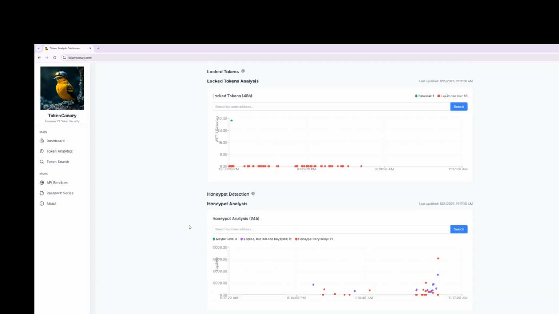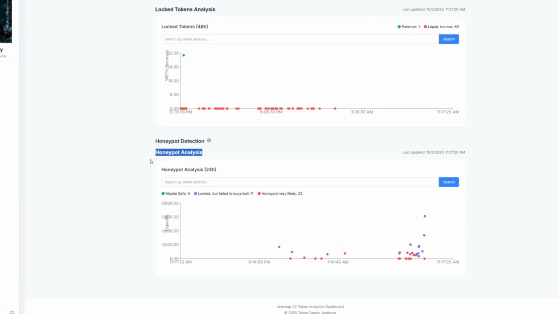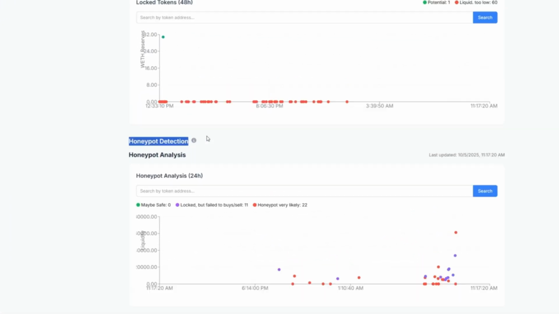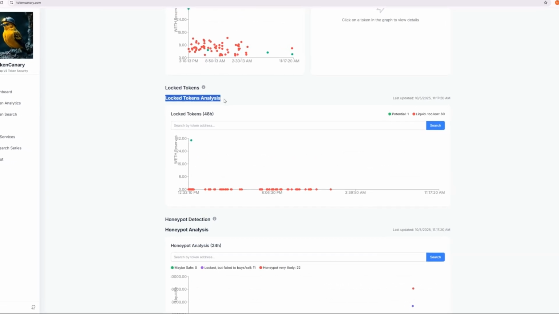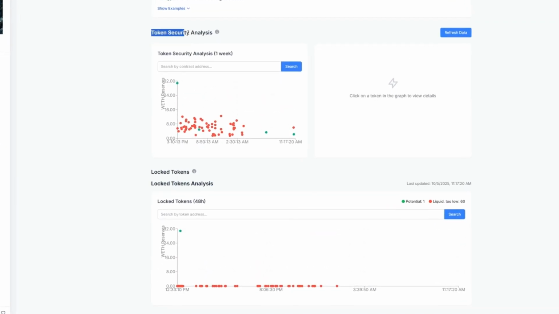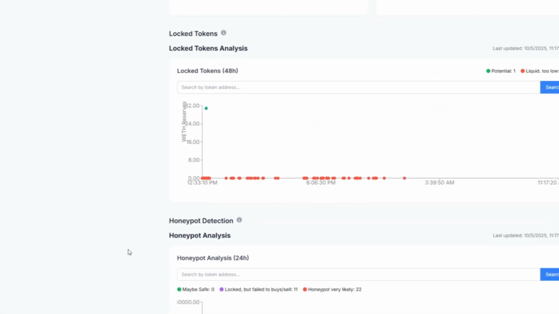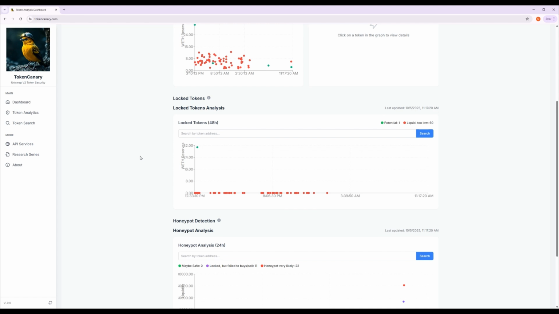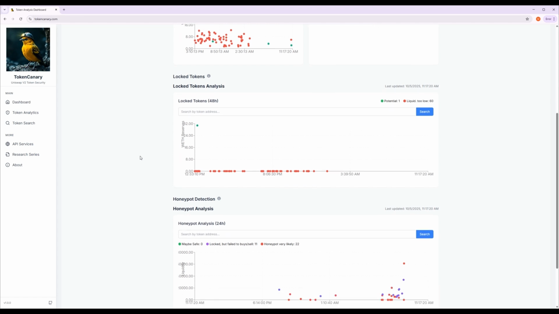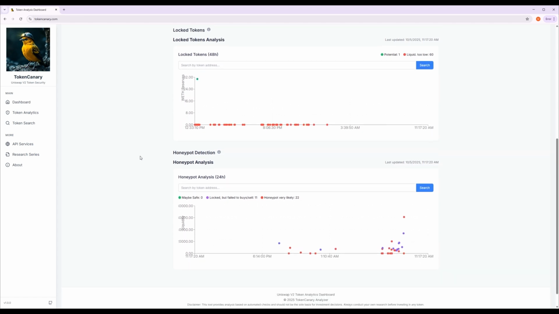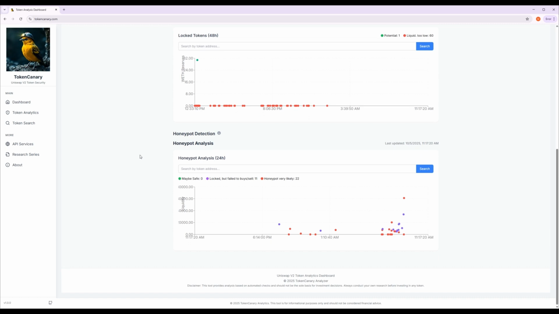Dashboard Architecture Overview. Let's examine the architecture of the TokenCanary dashboard interface. The platform is structured into three distinct analytical visualizations: Honeypot Detection Framework, Liquidity Lock Verification System, Smart Contract Security Assessment. Each visualization represents a critical security layer that provides complementary insights into token integrity. Let's dissect each component to understand their analytical purpose and data interpretation methodology.